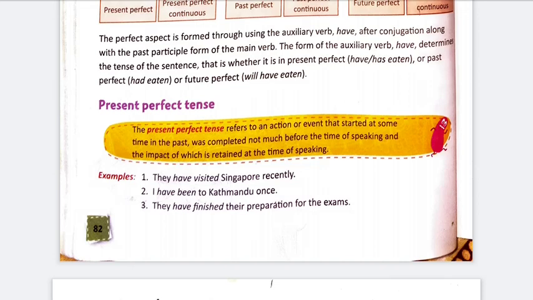Now, present perfect tense. What is present perfect tense? Already I told you perfect tense denotes completed action. The present perfect tense refers to an action or event that started at some time in the past, was completed not much before the time of speaking, and the impact is still present. For example, they have visited Singapore recently. Already they visited, came back also, but the effect is still there. That's why it is expressed in present perfect tense. And the sentence structure is: they, the subject, have, then the third form of the main verb or past participle of the main verb, visited, then the complement, Singapore recently.